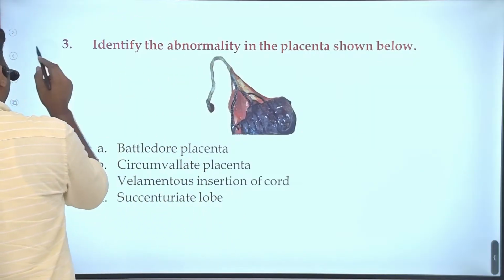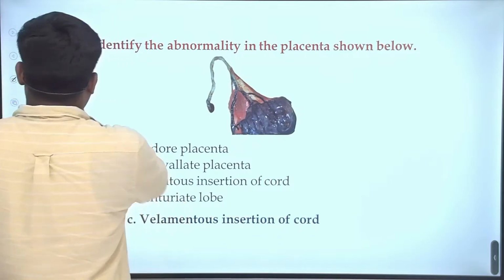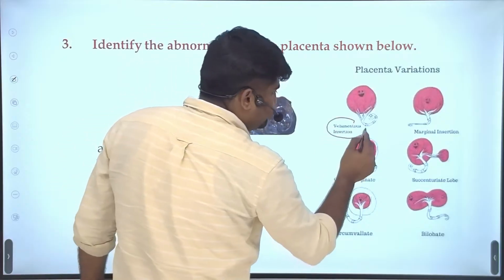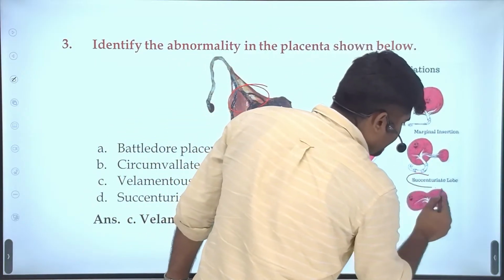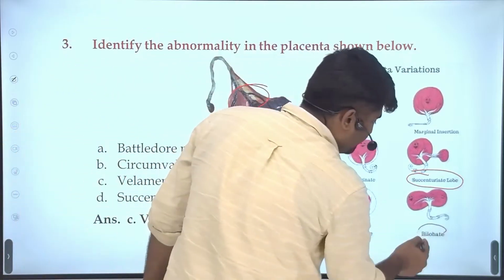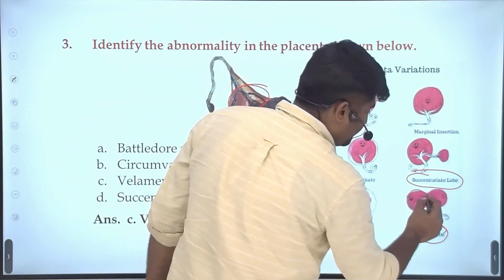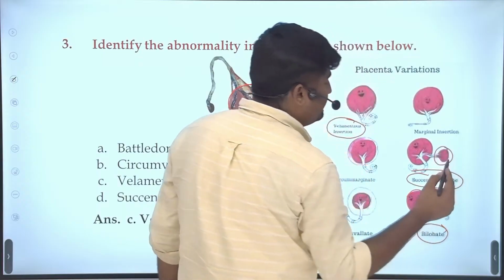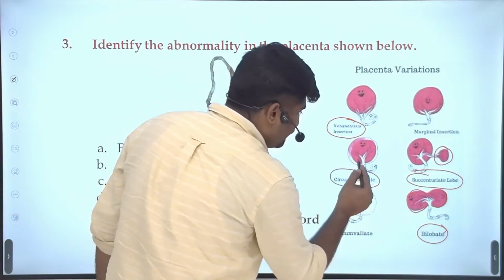You all know. Coming on to the next thing, what are the other options here? Velamentous insertion, you all know. You can easily grab it. Here, the confusion is between succenturiate lobe and bilobed placenta. Bilobed placenta is like a heart-shaped thing. We say the lobe is divided, but it is not removed. It is attached. A separate lobe will be there. That is the succenturiate lobe.